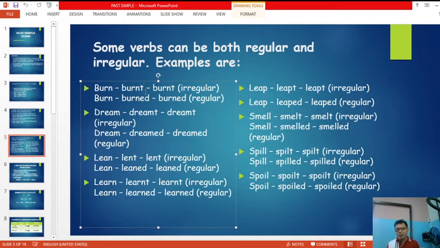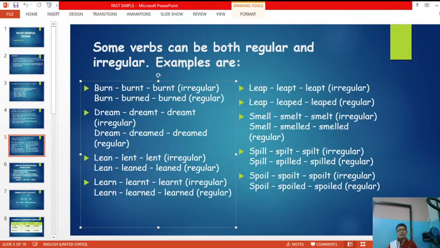But here also burn becomes burned. Then dream becomes dreamed. Lean, we have lent, leaned. Then we have learn, learned, learned. Leap, leaped, leaped. And we have smell, smelt, smelled.